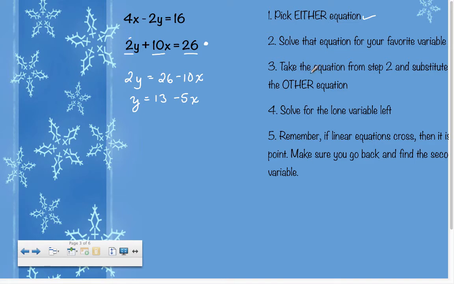Take the equation from step 2 and substitute it into the other equation. So every time I see a y, I'm going to replace it with 13 minus 5x. I start rewriting the first equation, but as soon as I get to this y, it gets replaced with 13 minus 5x.